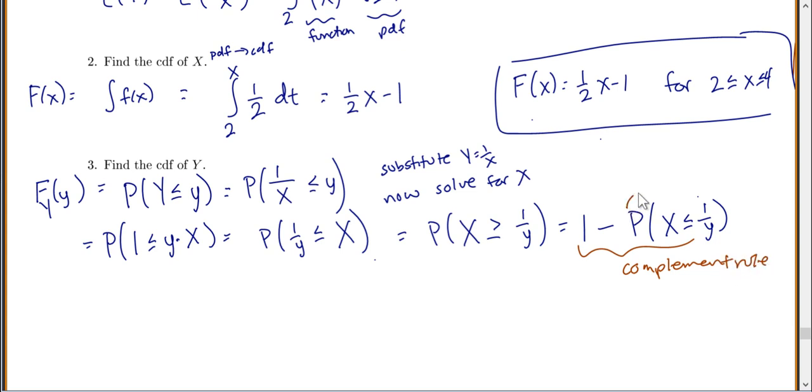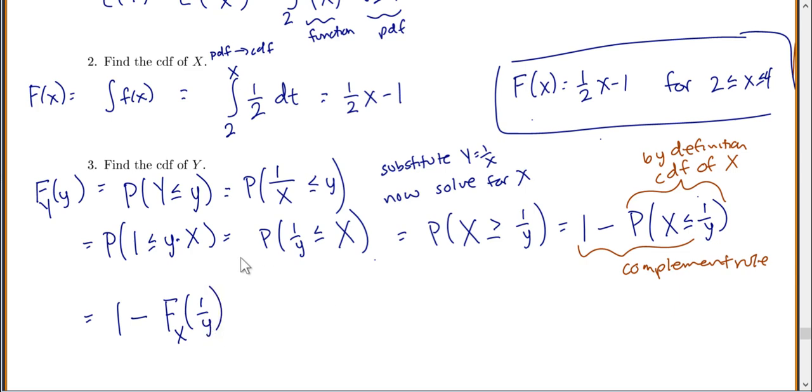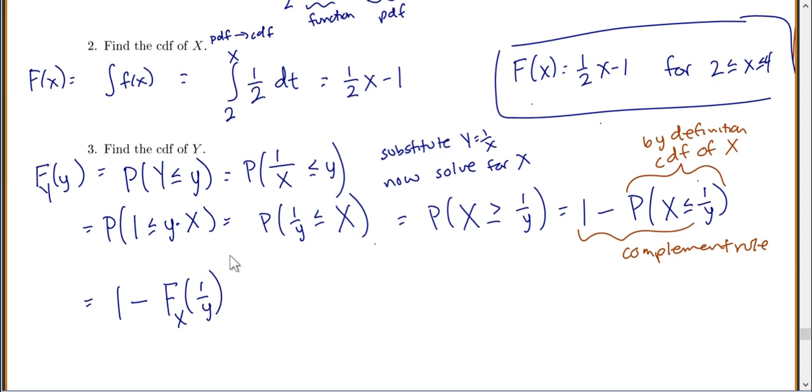Now this piece right here, the probability that x is less than or equal to something, is by definition the CDF of x. So this is going to be 1 minus the CDF of x. You can put the x there to remind you it's the CDF of x. And we have the value 1 over little y. That might seem very complicated, and we're not quite done.